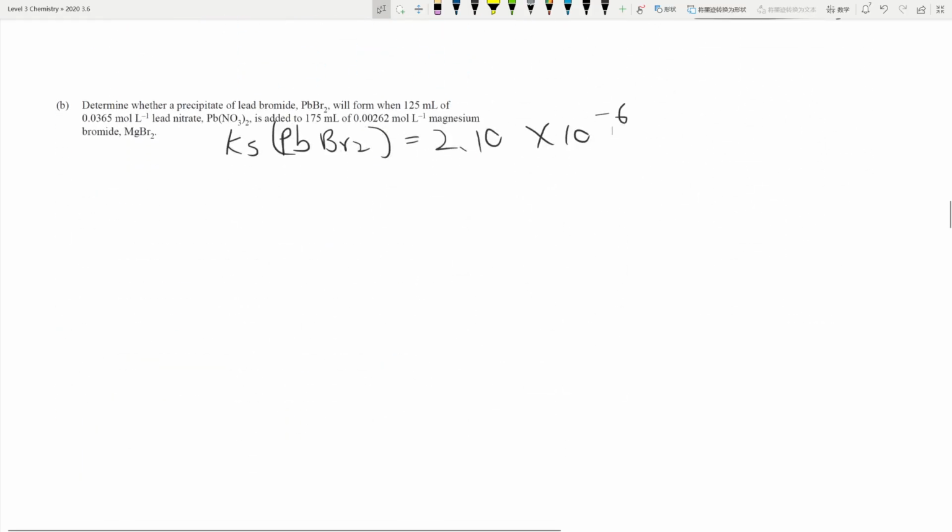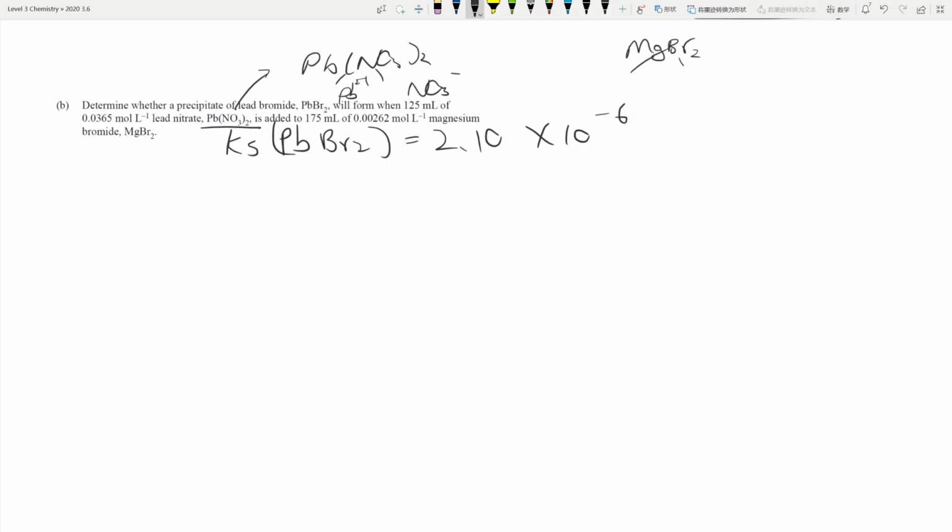You can refer to my videos for more detailed explanations, but I'm just going to talk about it again. This is what's happening here. You have lead nitrate, Pb(NO3)2, which is made of Pb2 plus and NO3 minus ions. And then you have this other compound, MgBr2, which separates into Mg2 plus and Br minus.